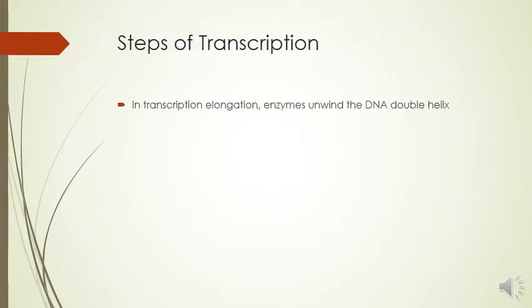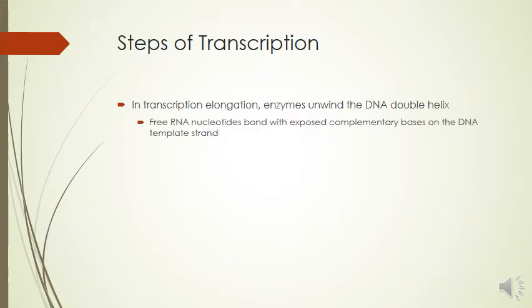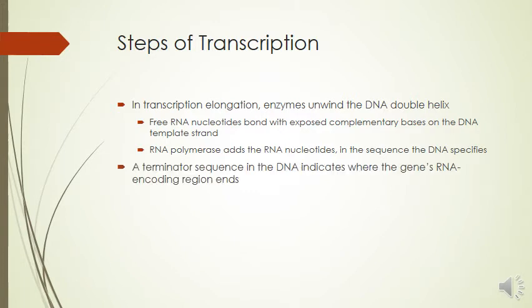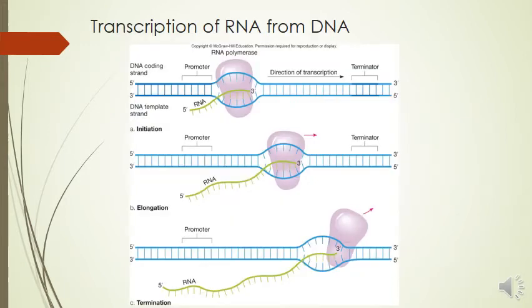Looking at the steps of transcription, in transcription elongation, enzymes unwind the DNA double helix. Free RNA nucleotides bond with exposed complementary bases on the DNA template strand. RNA polymerase adds the RNA nucleotides in the sequence the DNA specifies. A terminator sequence in the DNA indicates where the gene's RNA encoding region ends.